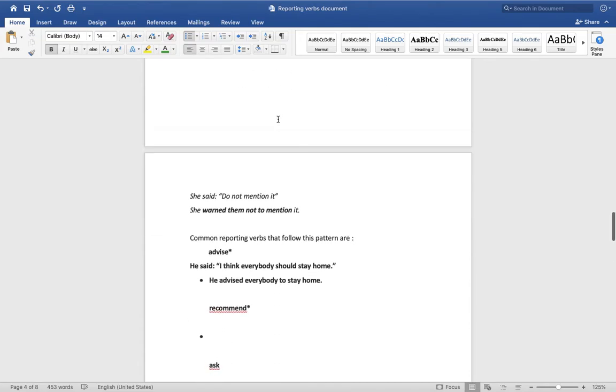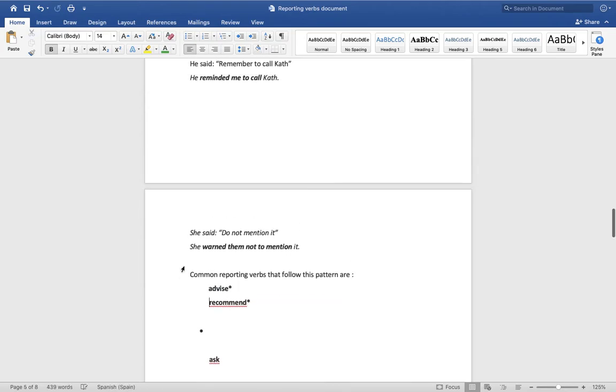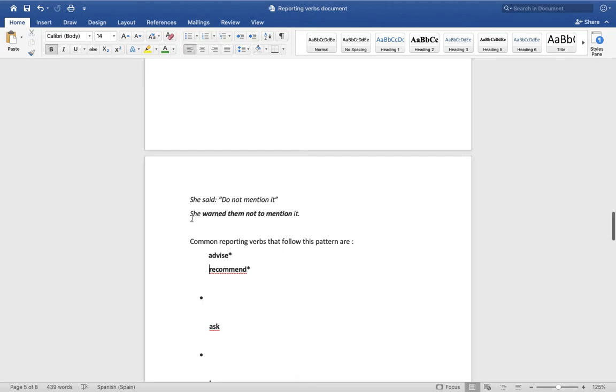Otro ejemplo, ¿vale? También hecho. Y borro los siguientes para que los hagamos juntos, ¿vale? She warned them not to mention it, ¿vale? Ella les advirtió que no lo mencionaran. She warned them, reporting verb, direct object, infinitive with to, and here there's something special, that is, we have a negative particle. We have not, okay? But it doesn't really matter at this point. So, she warned them not to mention it.